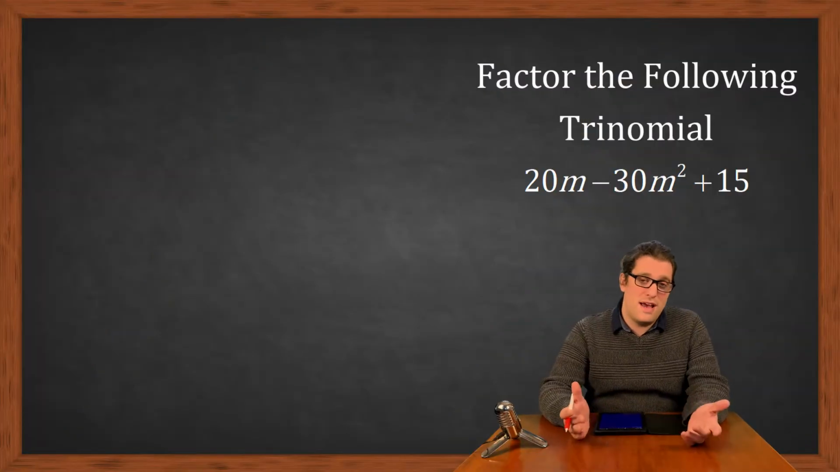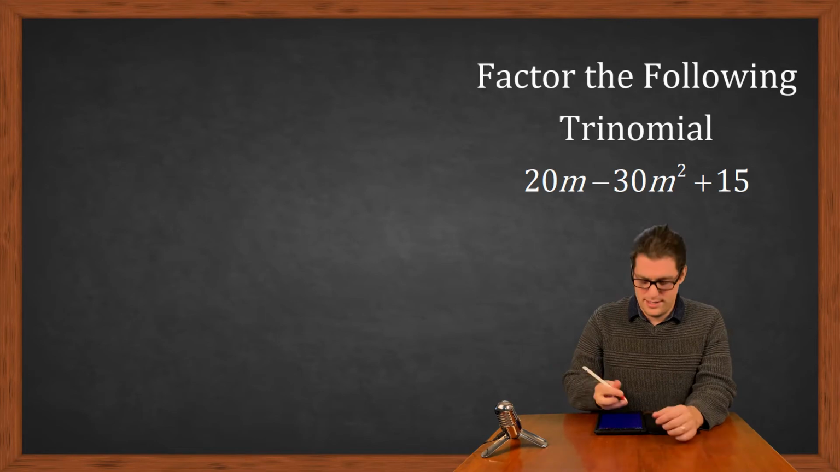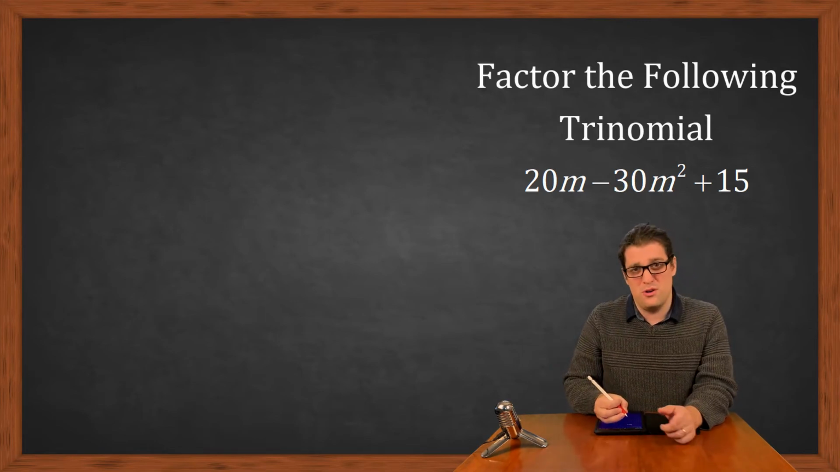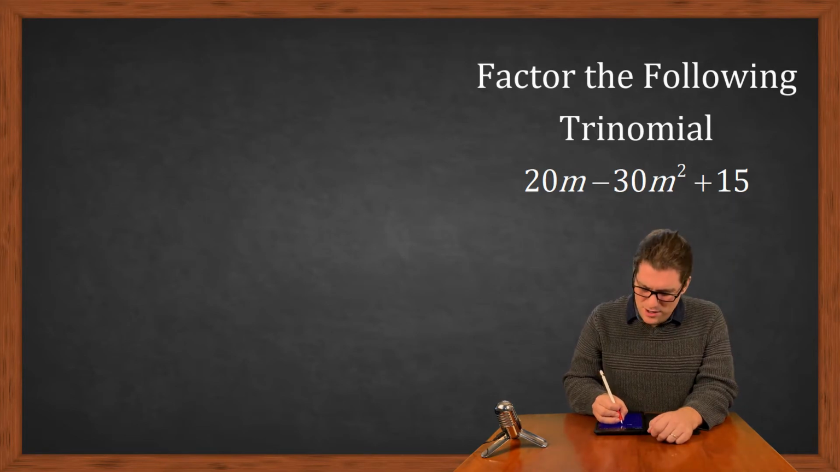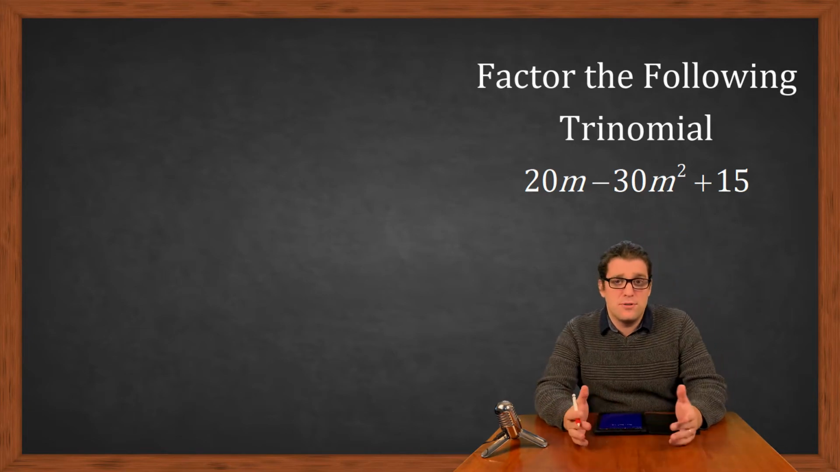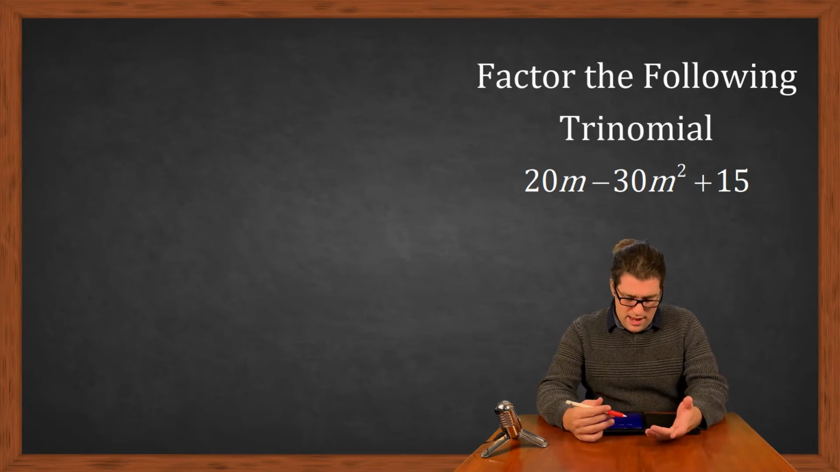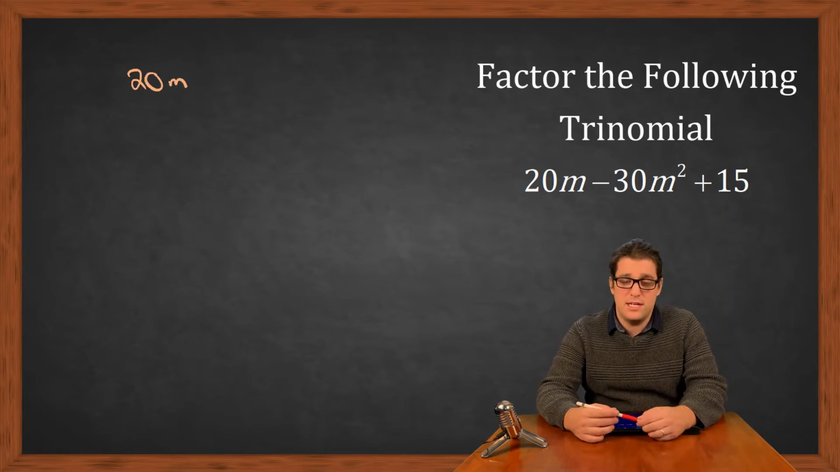Alright, so what I have up above, I'm just going to copy it right down. Usually I put my polynomial expressions in descending order. This one's not, and I'm going to leave it as not in descending order because it really doesn't matter. The process is still going to be exactly the same. So we have 20m minus 30m squared plus 15 as the trinomial we're looking to factor here.